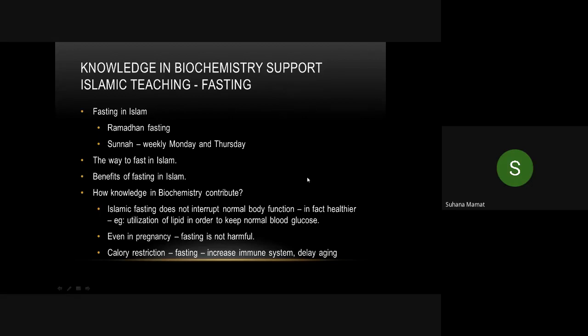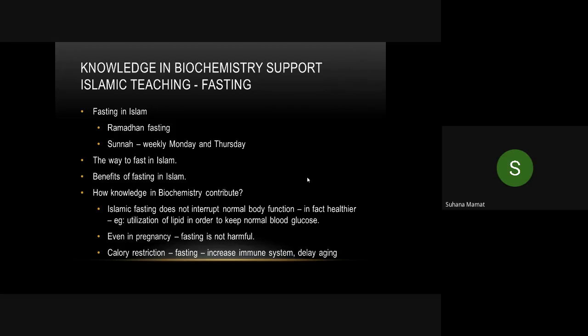In fact, it will promote a healthier body. For example, utilization of lipid in order to keep the normal blood glucose. So what happens during fasting? In order to maintain the normal blood glucose during the 8 hours of fasting, first our body will start utilizing the glycogen storage, followed by the utilization of the lipid storage.